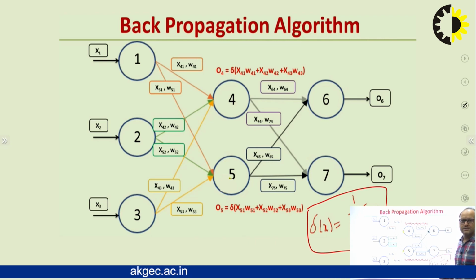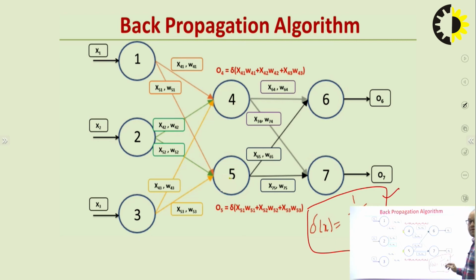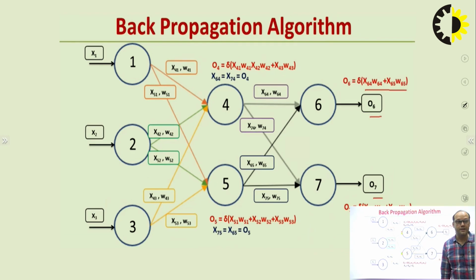For example, this is a sigmoidal function, represented by the equation 1 upon 1 plus e to the power minus x. I have written delta here, and then the activation function is implemented here. The same process will repeat for the output layer also: summation of x64 multiplied by w64 plus summation of x65 multiplied by w65, as written here, and O6 and O7 will be calculated.